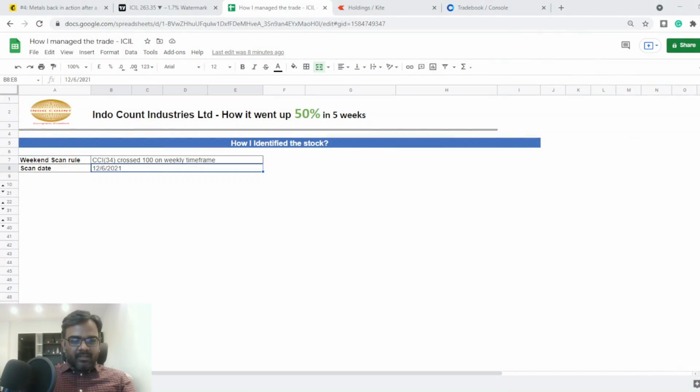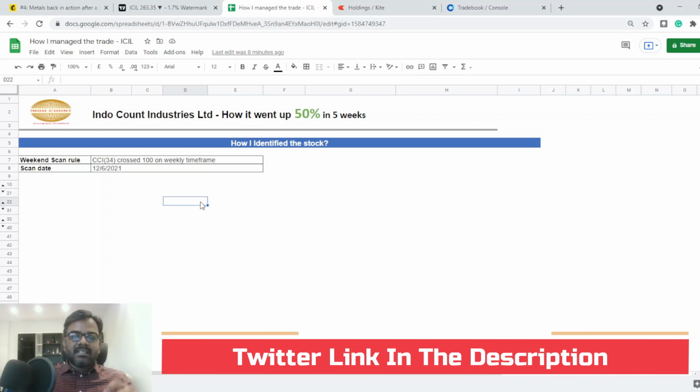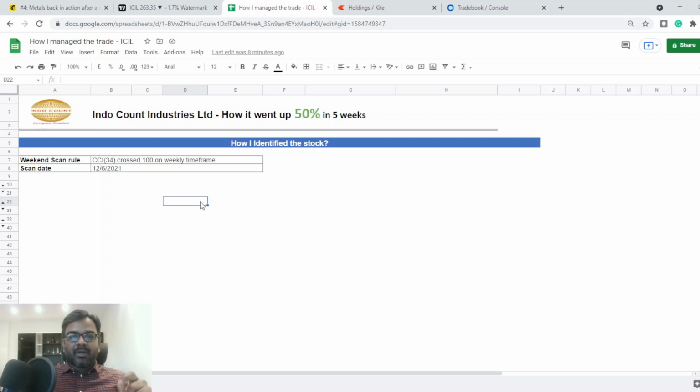So starting off with the first thing: before you want to buy a stock, you need to first identify a stock, right? So how did I identify a stock? Now in my Twitter channel, the pinned tweet, I've talked about the CCI indicator, which I use on the weekly time frame, not on the daily time frame. How do I use CCI 34, which is the period, and how I use that indicator to identify stocks.